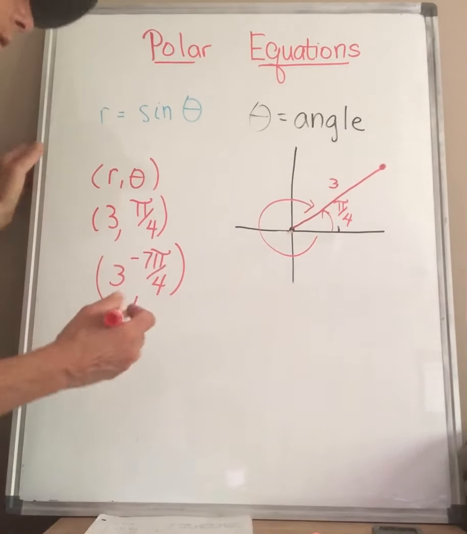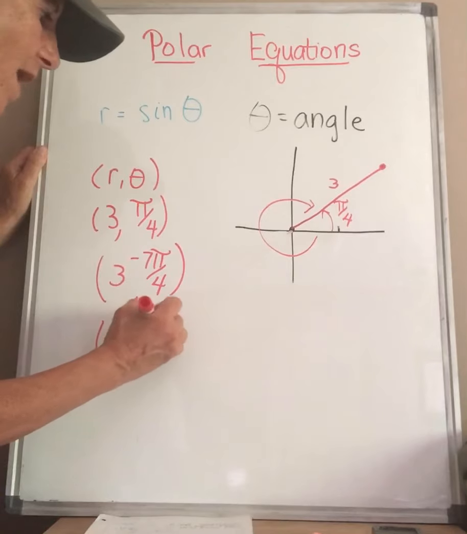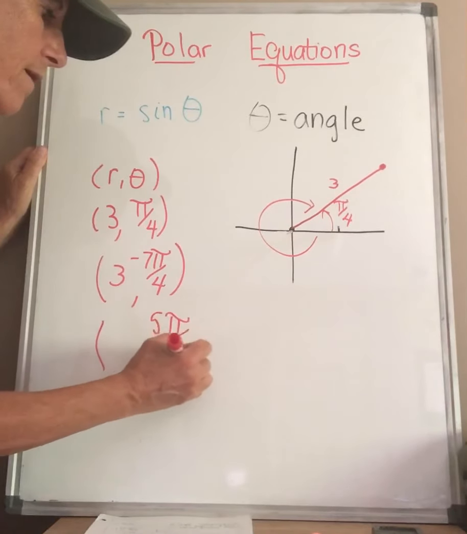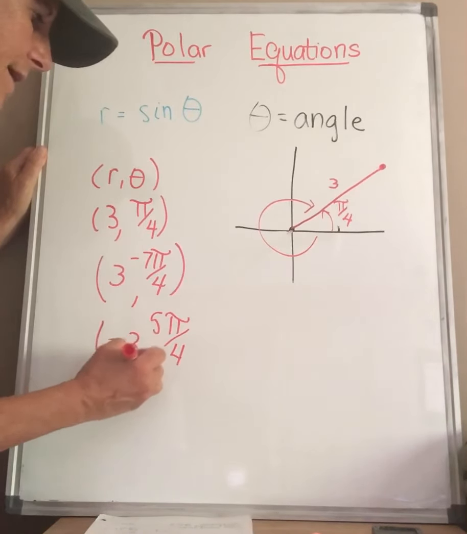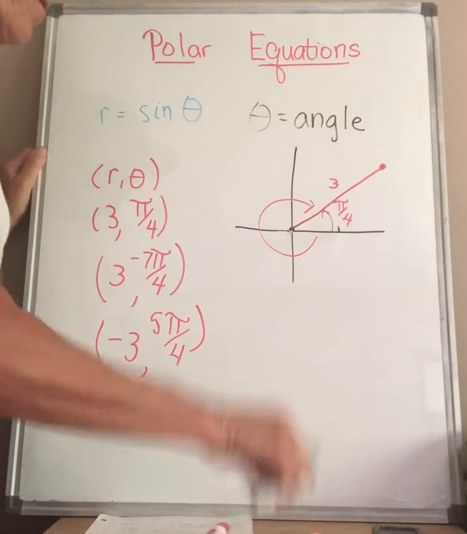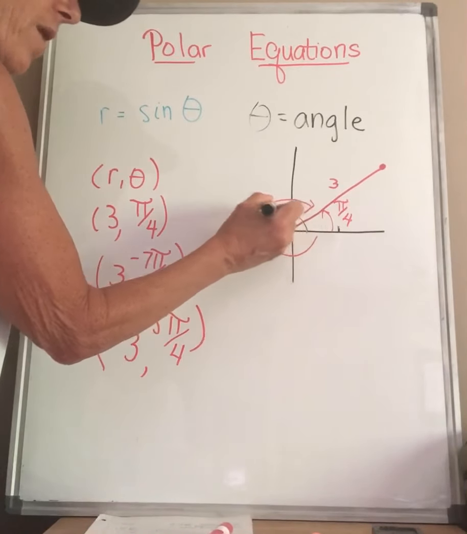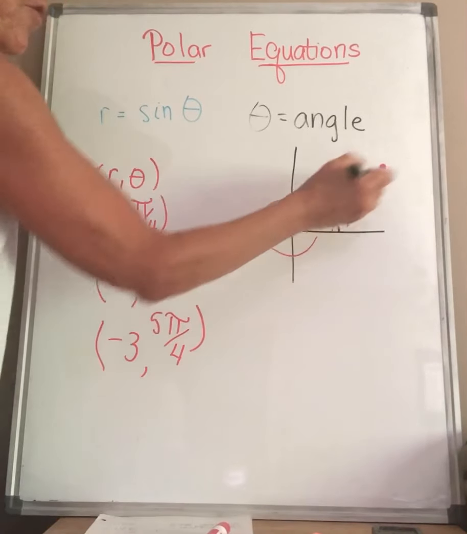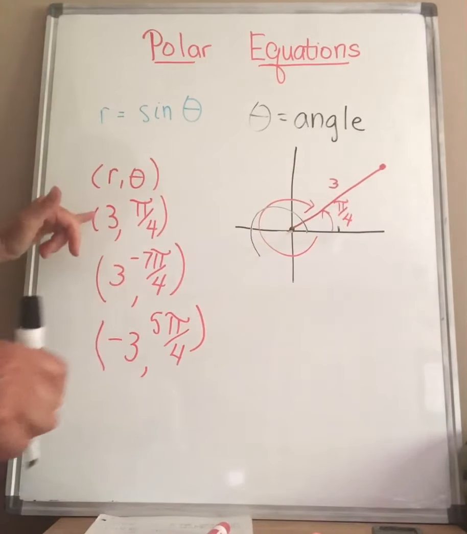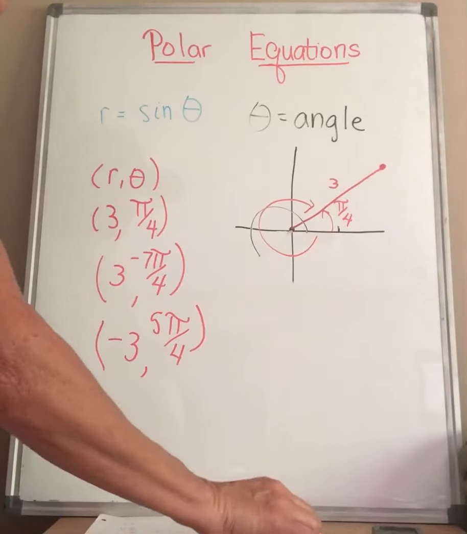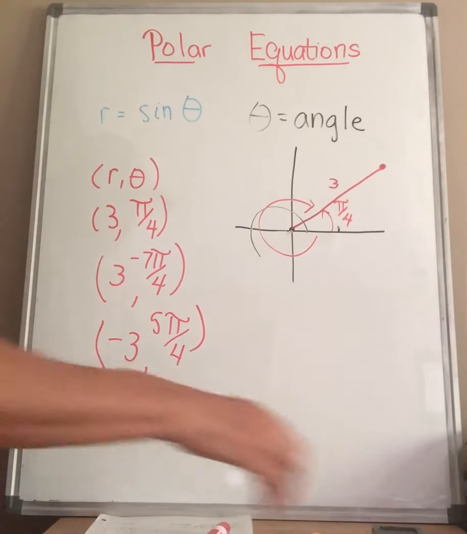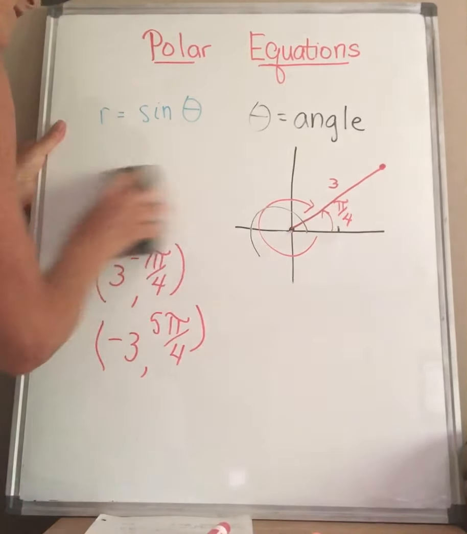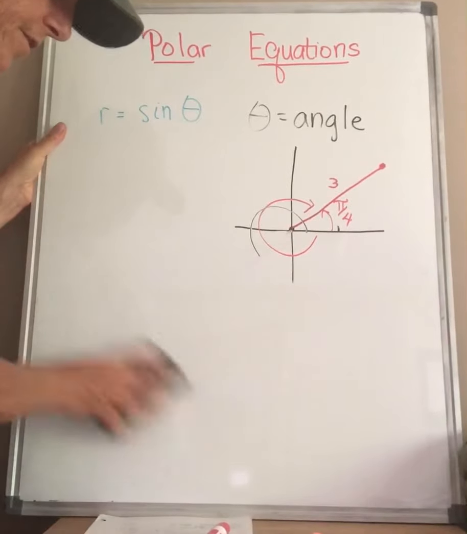I can do one more. I can go 5 pi over 4, and my r is -3. So now I'm going to here, 5 pi over 4 here. Instead of going 3 units this way, I go 3 units back across the pole. And all 3 of these actually get me the same point. So there are many different ways that you can name the same point.